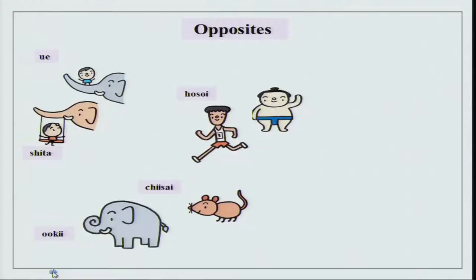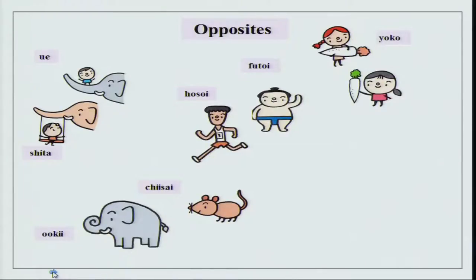And futoi, which is fat and thick in size. Then we have this very sweet looking girl holding a radish, which is horizontal. So, that is yoko. And the same girl is holding the radish straight, erect, and that is tate, which is vertical.